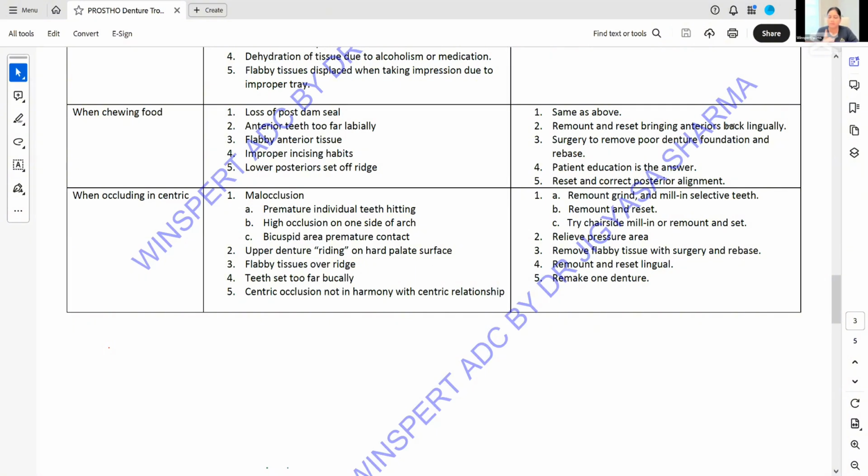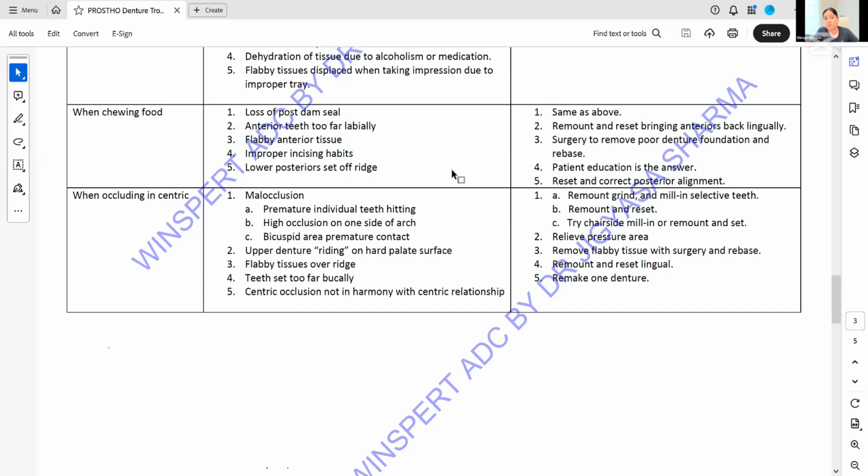It can also be because of the post-dam seal, anterior teeth which are too far labially, flabby anterior tissue which has not been recorded correctly, only then it will rock. Improper incising habits, lower posteriors when they are set off ridge. So based on the problems that you may identify, again, occlusal problems, resetting, remounting, right? Patient education if there is a habit issue. And flabby anterior tissue should be recorded with your correct technique.